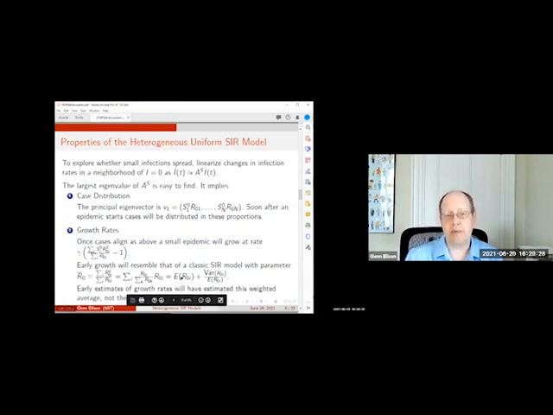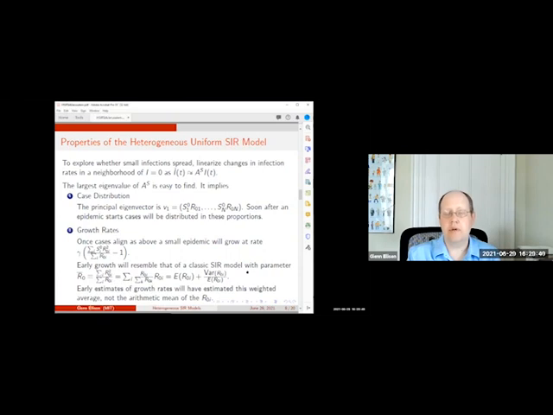Another way to rewrite this expression is to note that it's equal to the expectation of R naught I plus the variance of R naught I over the expectation of R naught I. And so this goes up. So in some sense, more heterogeneity with a fixed average infection probability makes the thing grow faster.